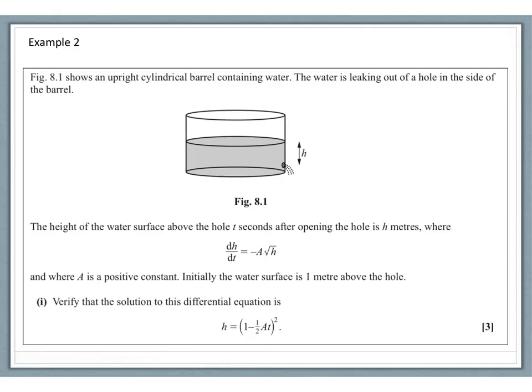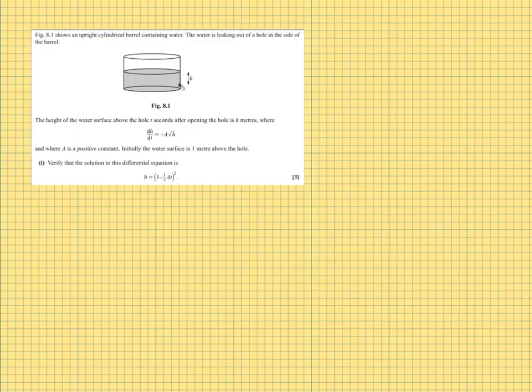Example 2. So we have a diagram that shows an upright cylindrical barrel containing water. The water is leaking out of a hole in the side of the barrel. The height of the water surface above the hole t seconds after opening the hole is h meters, where the differential equation giving us the rate of change of the height with respect to time is here. And a is a positive constant.